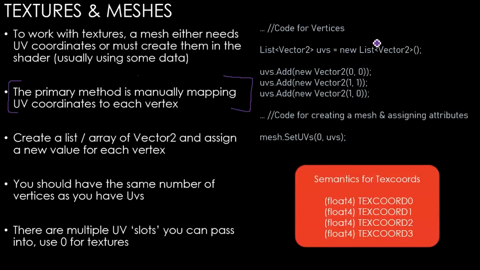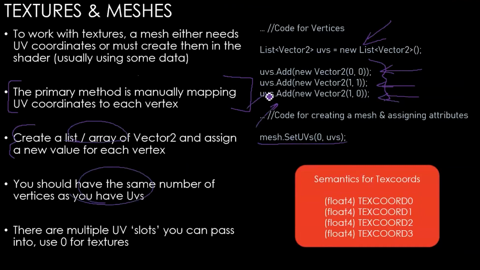The good news is it's the same stuff you've already been doing. You're just going to create a new list vector2, UVs equals new list vector2. You're going to add those vectors to that object for each vertex. So the idea is we'd have 3 vertices in this case. And then you're going to use mesh.setUVs to add to that object. Great. So yeah, create a list, store them away, add them to it, and then stick them into the mesh using setUVs.